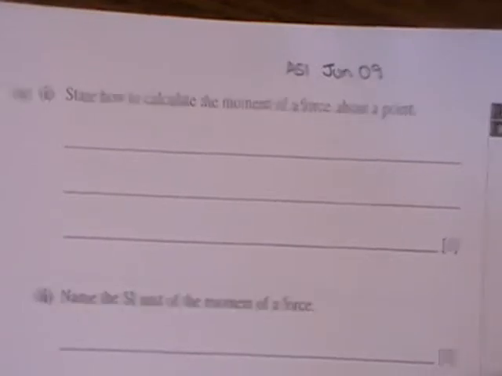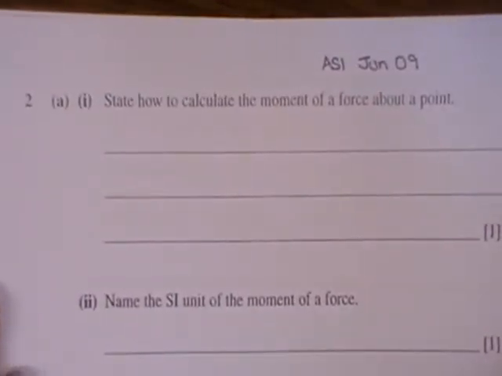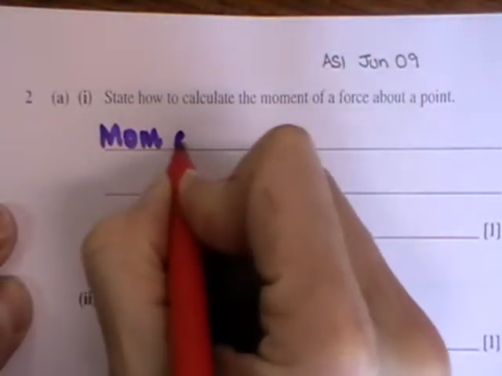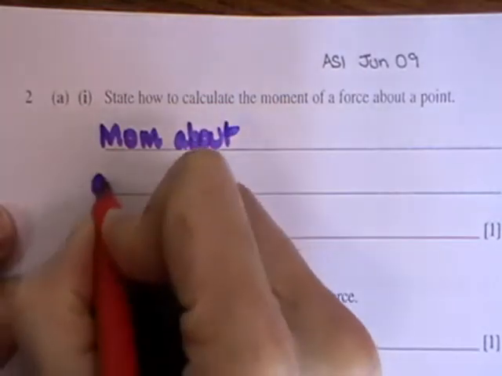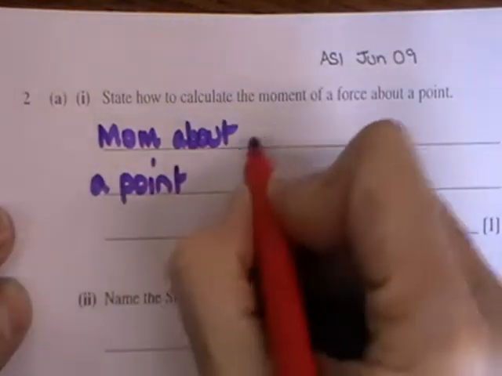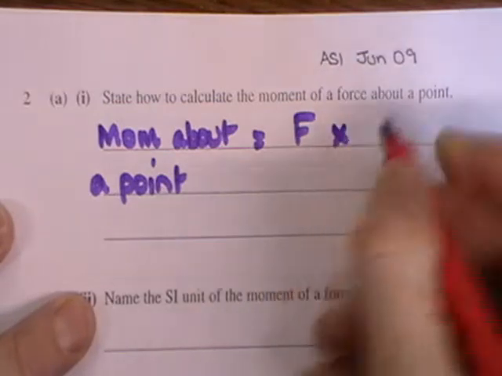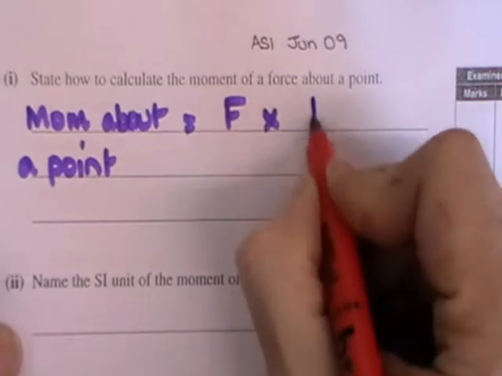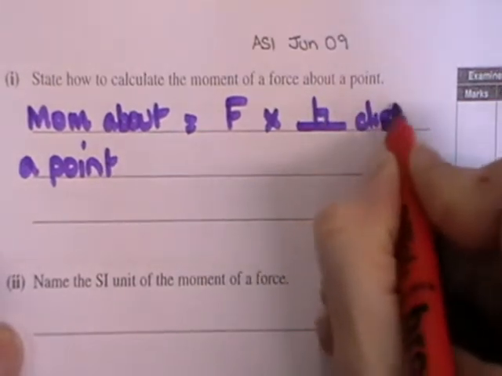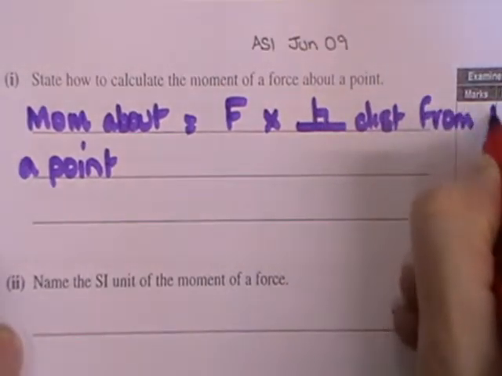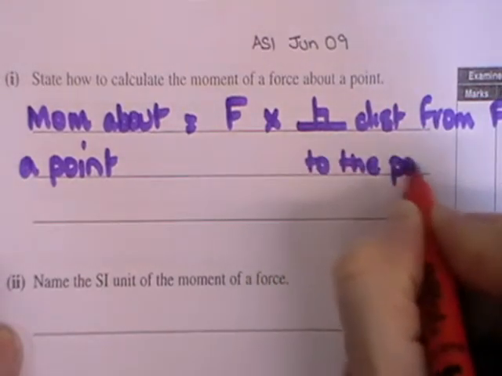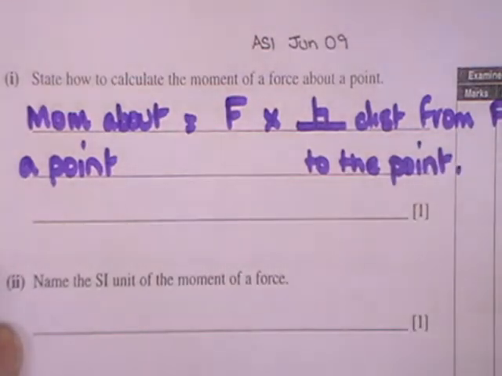This is AS1 Jun2009 question 2. State how to calculate the moment of a force about a point. So the moment about a point is equal to the magnitude of the force multiplied by the perpendicular distance from the force to the point, or from the line of action of the force to the point.